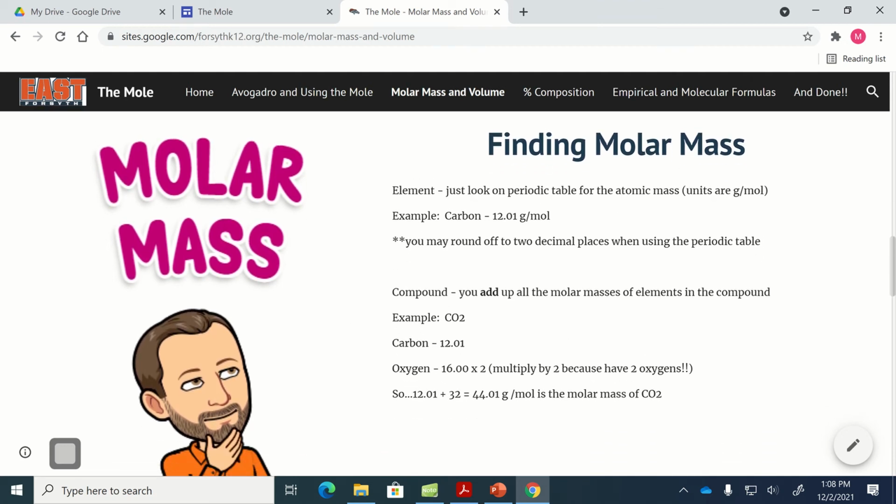Now, finding molar mass, we already talked about the first one. For an element, you just look it up on the periodic table and write grams per mole after it. And I like to round it off to 2 decimal places a lot of times. You have to follow what your teacher says for that, though.